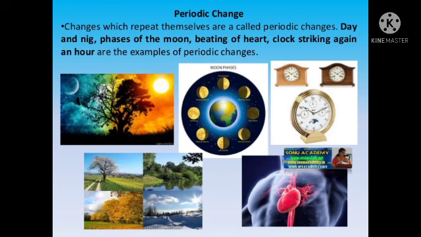For example, the moon changes phases gradually from full moon to new moon and then again to full moon. This change takes place over a period of 28 days. The same change is repeated over the next 28 days. So the phase of the moon is an example of periodic change. Day and night occurrence is also an example of periodic change.